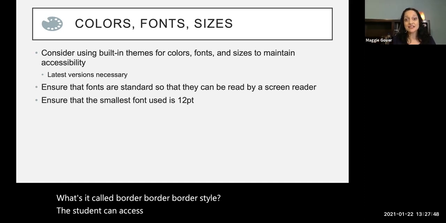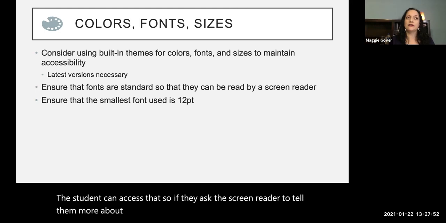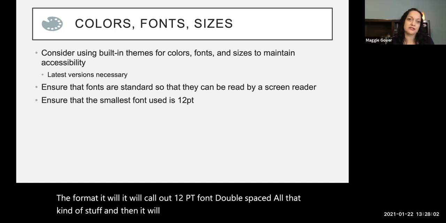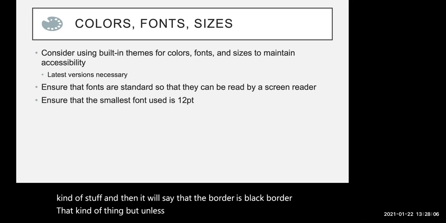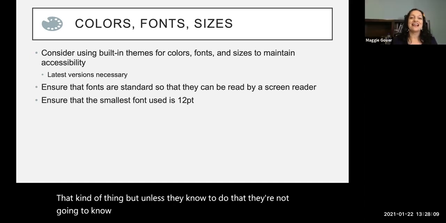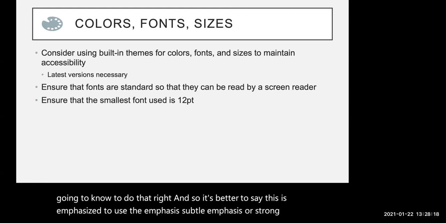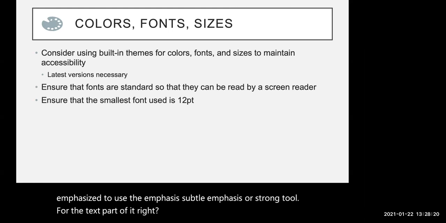So if they ask the screen reader to tell them more about the format, it'll call out the 12-point font, double spaced, all that kind of stuff, and then it will say that the border is black border, that kind of thing. But unless they know to do that, they're not going to know to do that, right? And so it's better to say this is emphasized, or to use the emphasis, subtle emphasis, or strong tool. For the text part of it. Right. Okay. Yeah. Thank you.